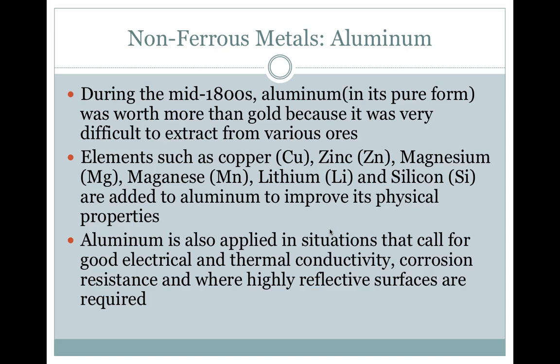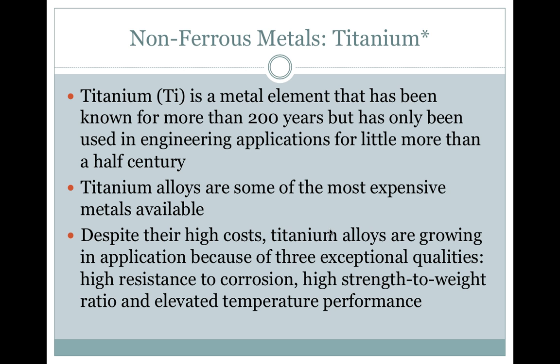Aluminum. During the mid-1800s, aluminum, in its pure form, was worth more than gold because it was very difficult to extract from various ores. Elements such as copper, zinc, magnesium, manganese, lithium, and silicon were added to aluminum to improve its physical properties. Aluminum is also applied in situations that call for good electrical and thermal conductivity, corrosion resistance, and where highly reflective surfaces are required.